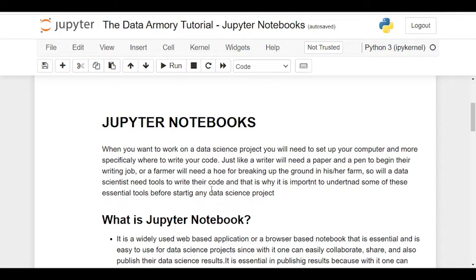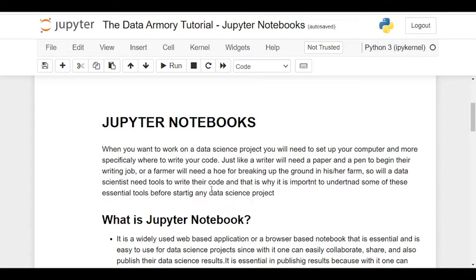When you want to work on a data science project, you will always need to set up your computer, and more specifically, where to write your code. It will be good to use the example of a writer. Whenever a writer wants to write, they'll need some tools that will enable them to do the writing. And you know that they'll need a pen or a paper to help them do their writing job.